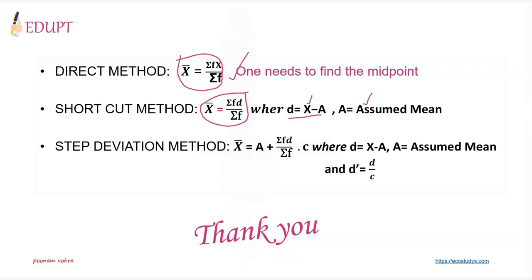And in step deviation method, the only additional step is to find common factor, that is A plus sigma fd dash by sigma f into c, where d dash is d by c and d is x minus a. X is values, A is assumed mean, and C is the common factor. I hope these methods are clear to you, as they are quite similar whether it is individual series, discrete series, or continuous series with some minor differences.